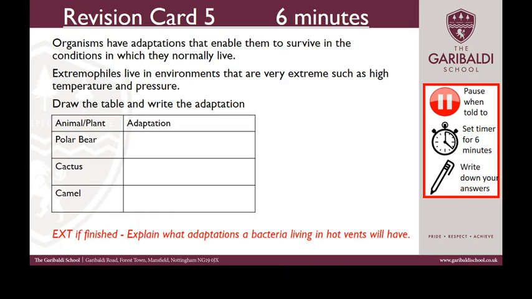Okay, we have revision card 5. This will be 6 minutes. So organisms have adaptations that enable them to survive in conditions in which they normally live. Extremophiles live in environments that are very extreme, such as high temperature and pressure. Draw the table and write the adaptation. Again, there's an extension. Explain what adaptations a bacteria living in hot vents will have. So pause, set your timer for 6 minutes and write down your answers, please.